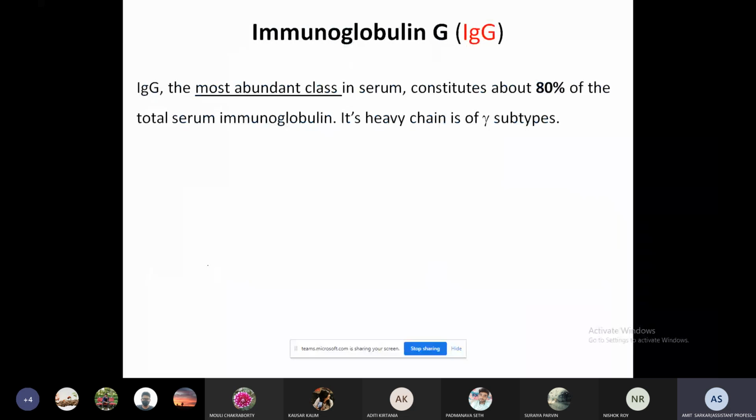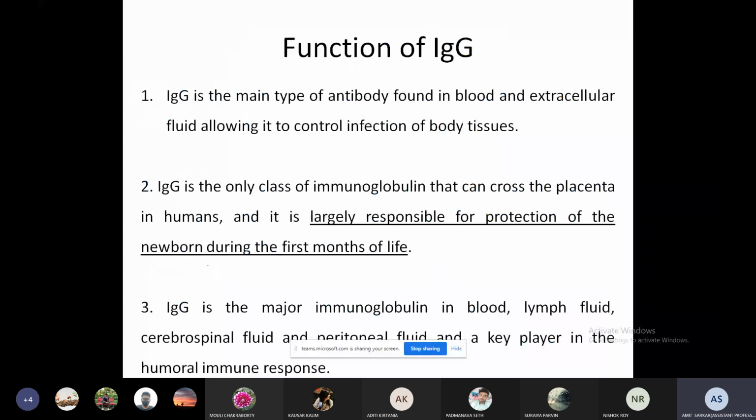Functions: they're the main type of antibody found in blood and extracellular fluid, allowing us to control the infection of body tissues. They're found in blood, lymph fluid, cerebrospinal fluid, or peritoneal fluid. And importantly, this is the only class of immunoglobulin that can cross the placenta in humans and protect the fetus from infection, and it is also largely responsible for the protection of the baby after birth, at least in the first 1 or 2 months of life.